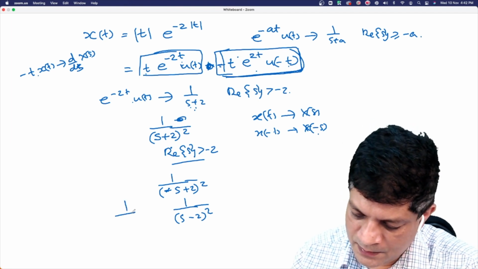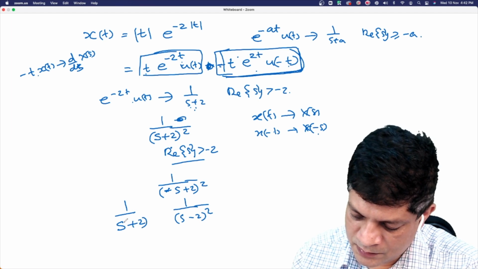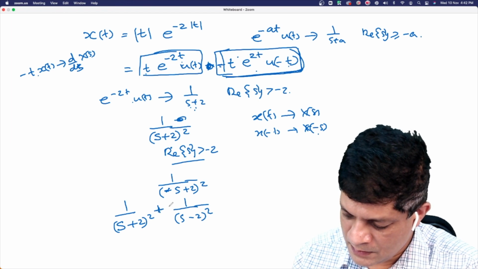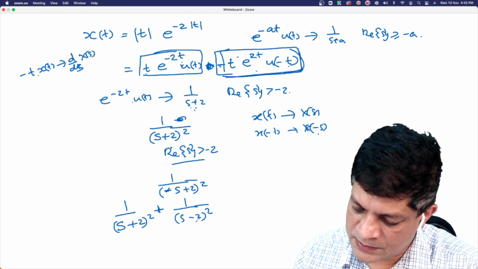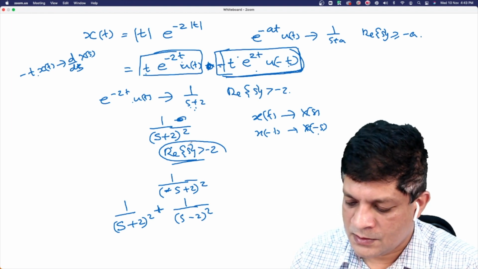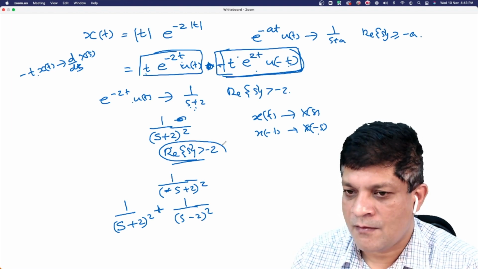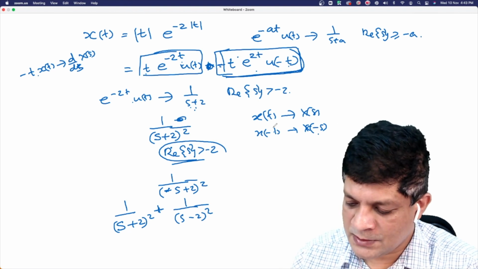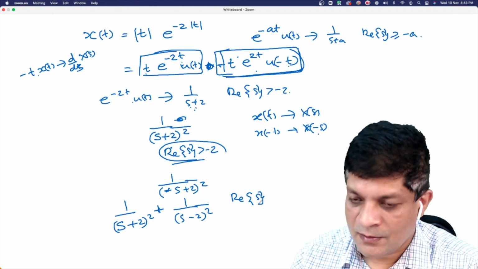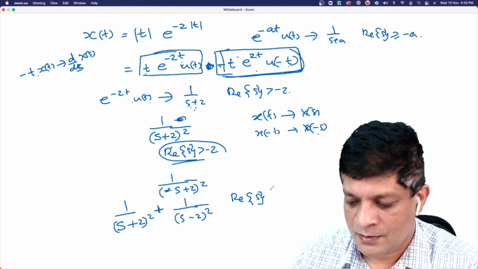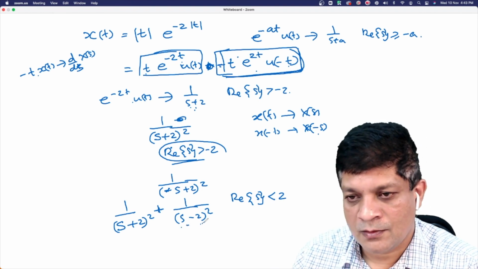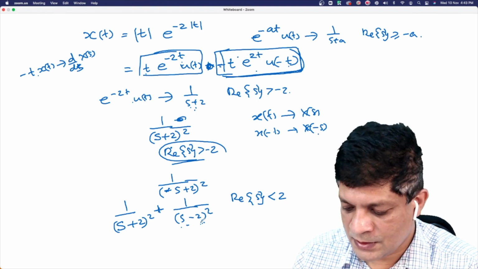Is it 1 upon s plus 2 whole square, plus or minus? So plus. And what about the ROC? What is the ROC of this? This is a right-sided signal. When you flip it, what is this property? Is it real part of s less than 2? Where is the pole? The pole is at 2, isn't it?